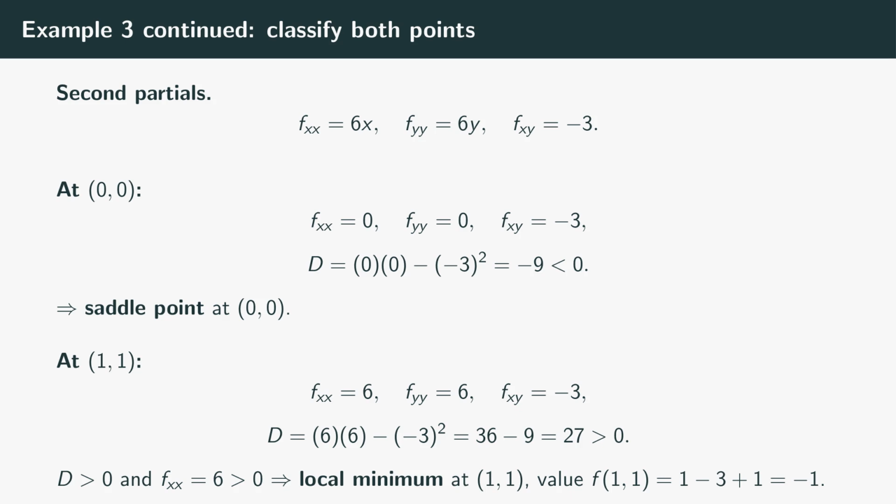At the point 1, 1, f sub xx equals 6, f sub yy equals 6, and f sub xy equals negative 3 as before. The Hessian determinant is 6 times 6 minus negative 3 squared, which is 36 minus 9, which is 27, positive. Since capital D is greater than 0 and f sub xx equals 6 is positive, 1, 1 is a local minimum. The value of f there is 1 minus 3 plus 1, which is negative 1. One function, two critical points, one of each kind. This is the kind of multi-critical point hunt that single variable calculus cannot prepare you for, and the Hessian test handles it in a few lines of arithmetic.